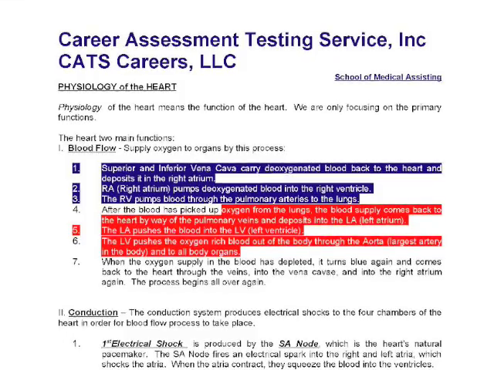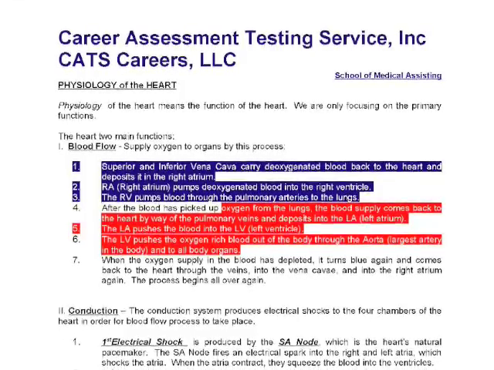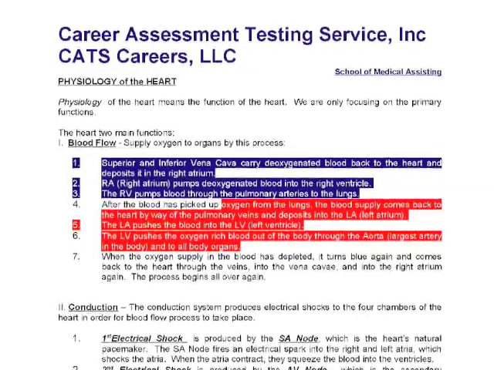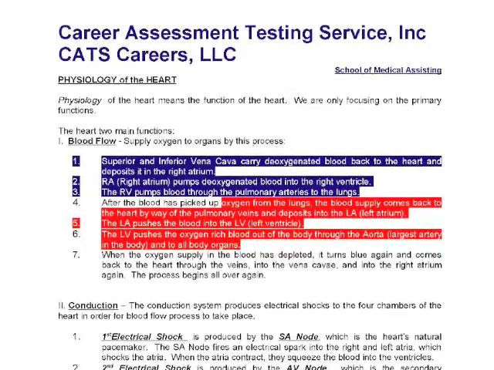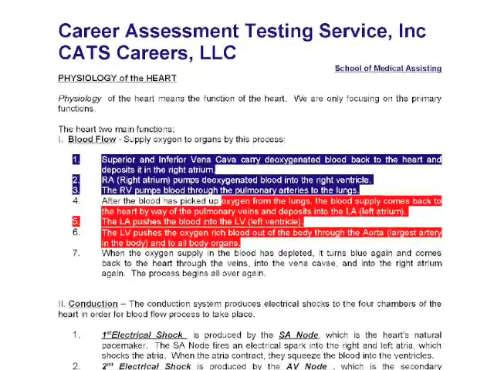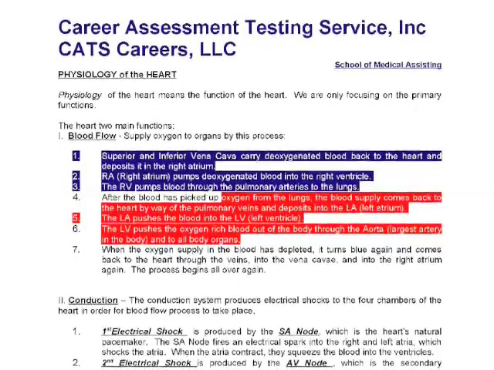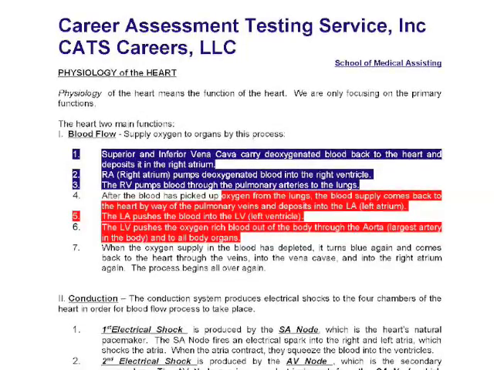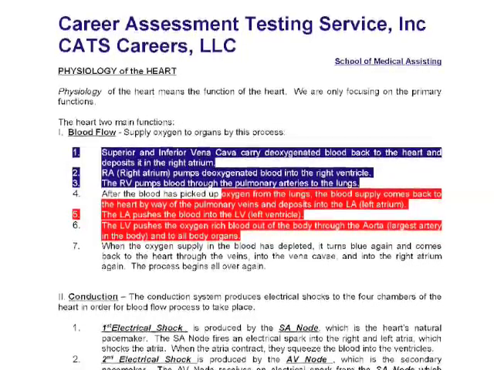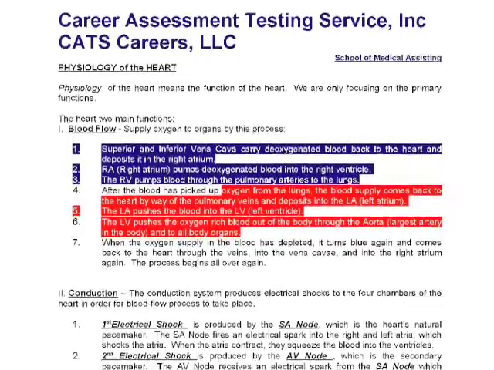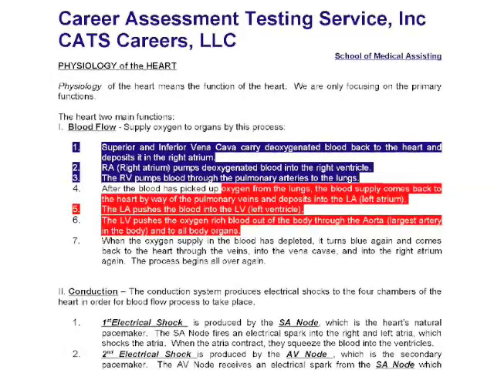We've already talked about the anatomy of the heart, which is the structure of the heart. Now we're going to talk about the function of the heart. The heart has 2 main functions. Roman numeral 1 is blood flow. Roman numeral 2 is conduction. So we have blood flow and conduction. Let's look at blood flow. It supplies oxygen to all the organs in the body through this process.